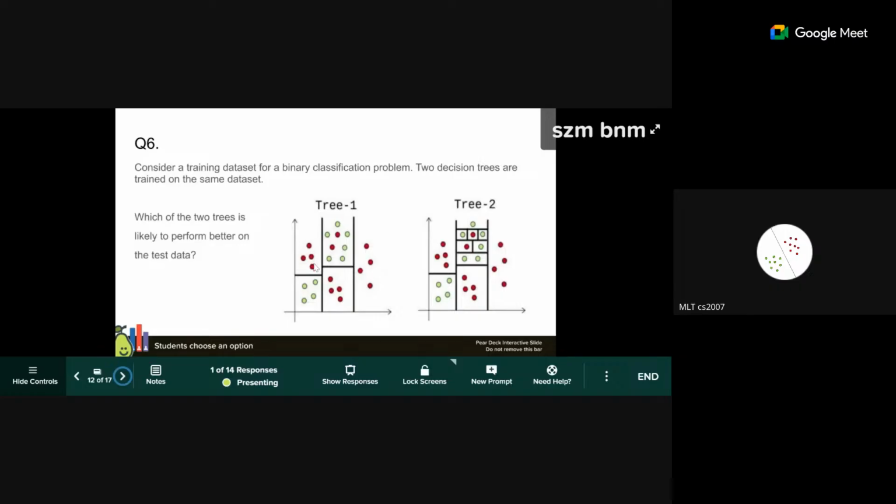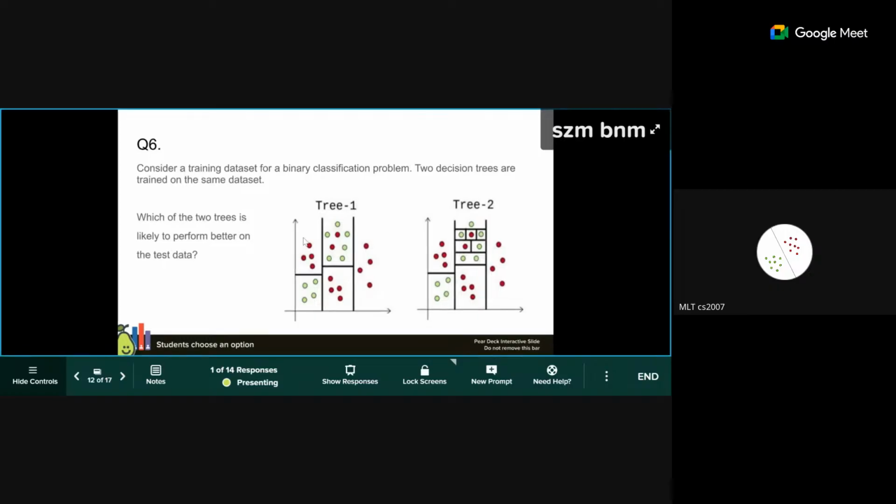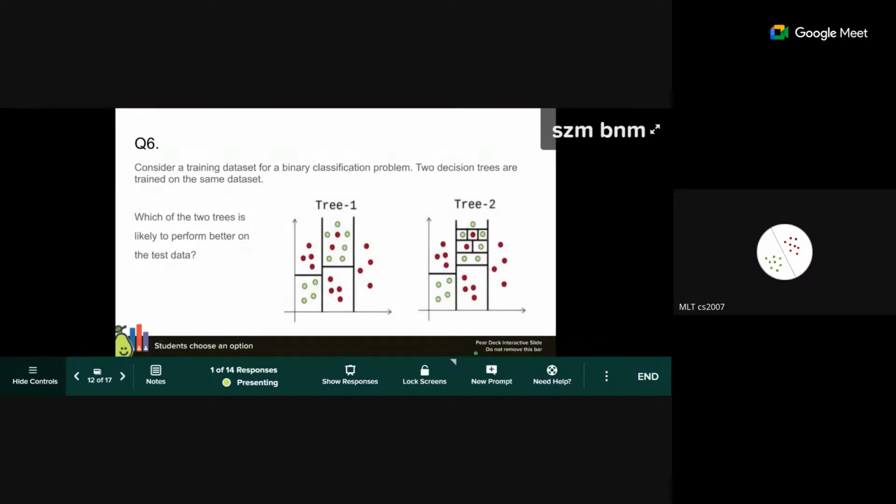If you look at the first tree, the decision boundaries are quite clear, right? On this side everything is labeled as negative. This is all positive. This is all negative. Here it's all negative again. And here you have a mix of positive and negative in the middle portion.